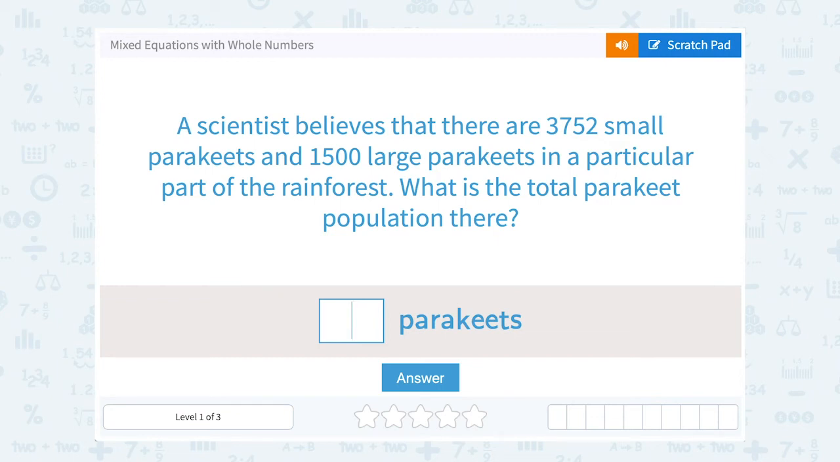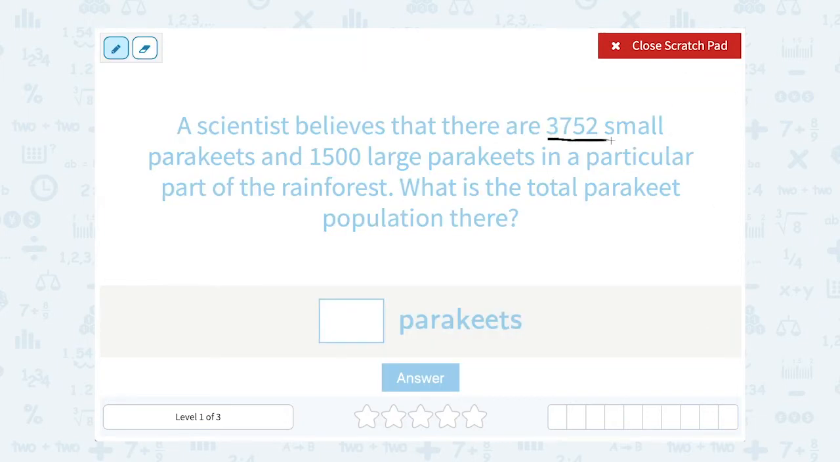Let's take a look at mixed equations with whole numbers. A scientist believes that there are 3,752 small parakeets and 1,500 large parakeets in a particular part of the rainforest. What is the total parakeet population there? All right, well, if we want to know the total, we would need to add together the number of small parakeets and the number of large parakeets.